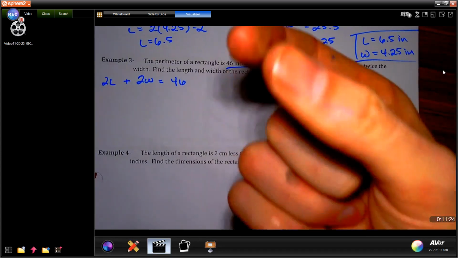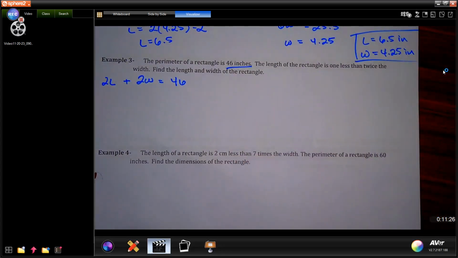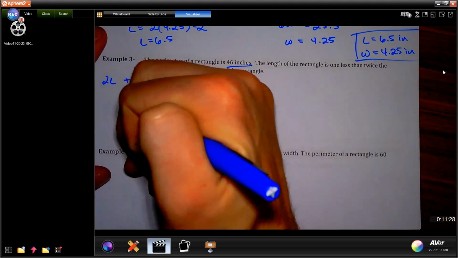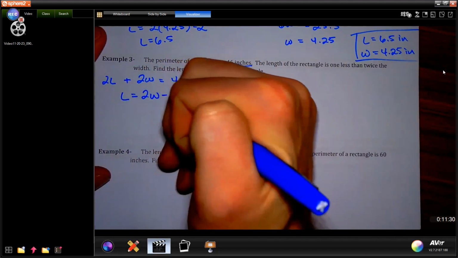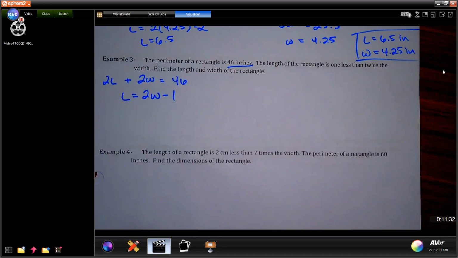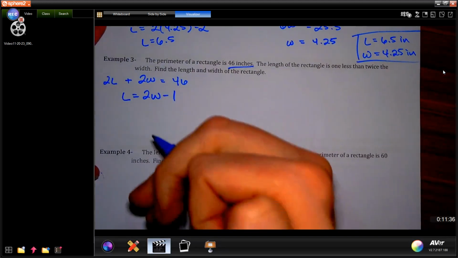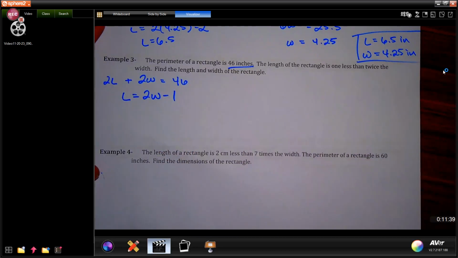So again, I'm not going to do L plus 1 equals 2W here. I want to do L equals 2W minus 1. Because if I subtract 1 from that 2W, that should give me the same amount as my length, right? So it's all about understanding the context. And you can kind of see there's a pattern to this.